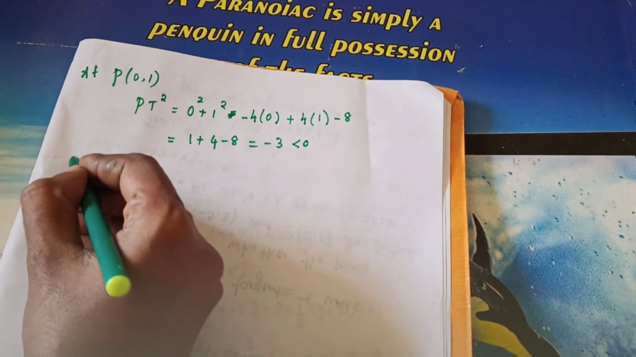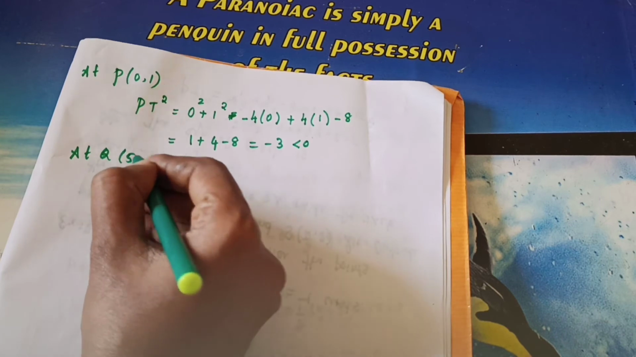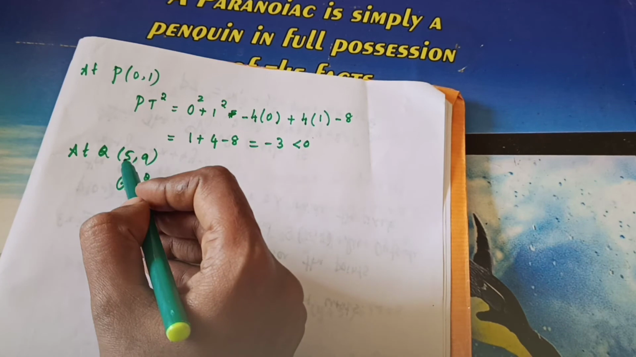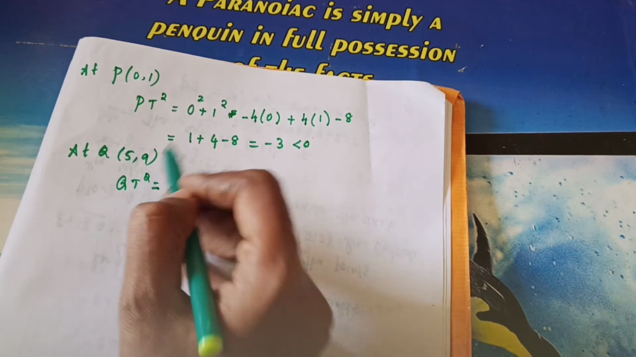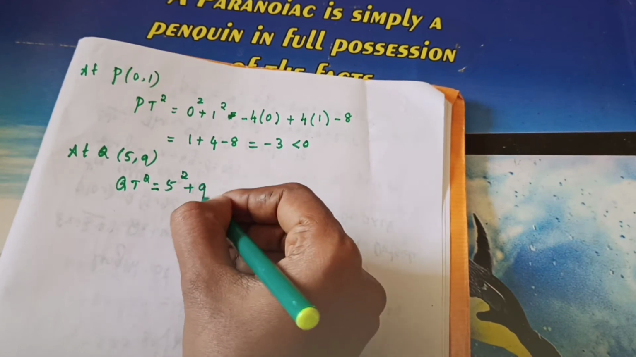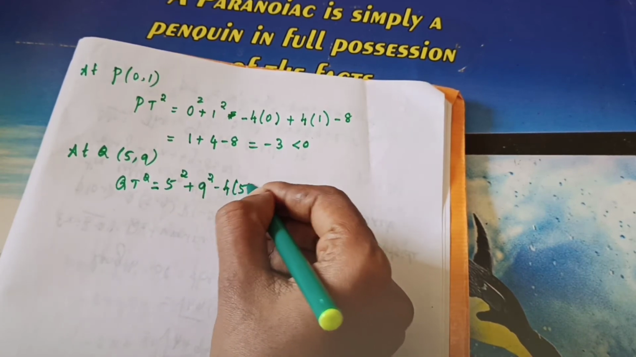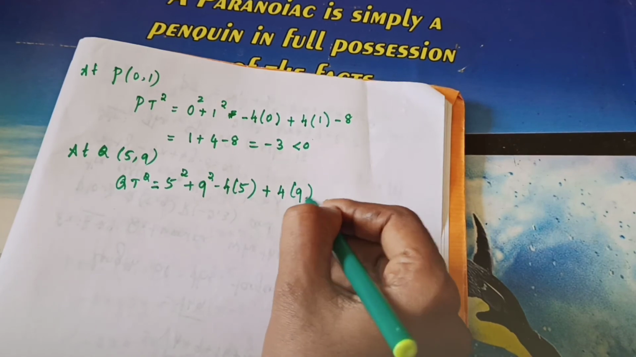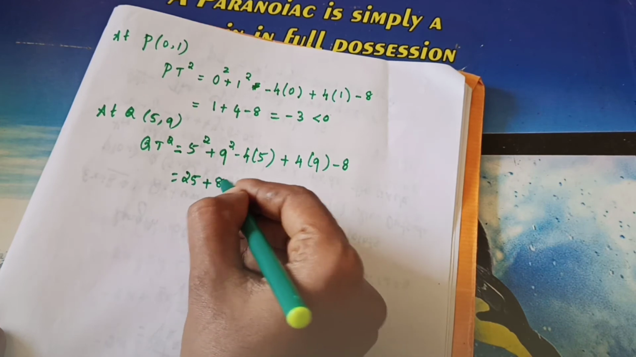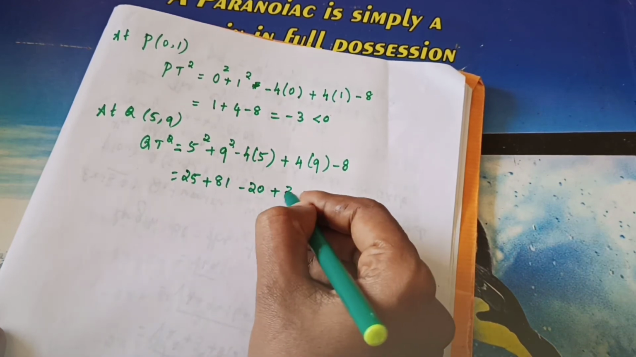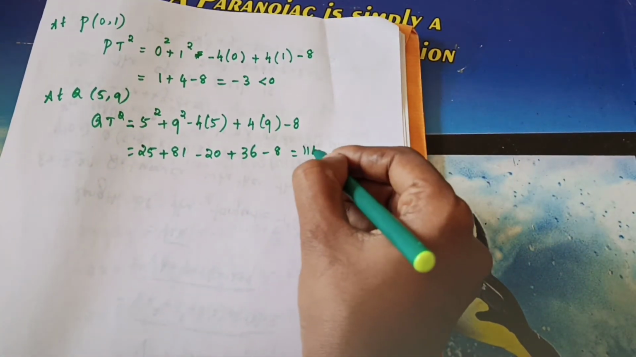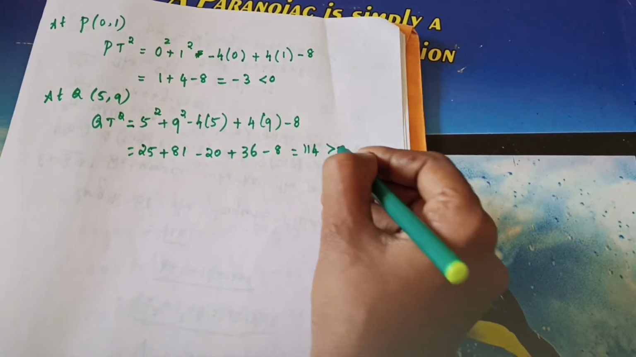Okay. Then next, what will you do at Q? What's the point given? (5, 9). So QT square you need to find. In the place of x1, 5, and in the place of y1, 9. So what will happen? 5 square plus 9 square minus 4 into 5 plus 4 into 9 minus 8. Simplify it, you will get 25 plus 81 minus 20 plus 36 minus 8. If you simplify it, you will get the answer as 114. Whether it is less than 0 or greater than 0? Greater than 0.